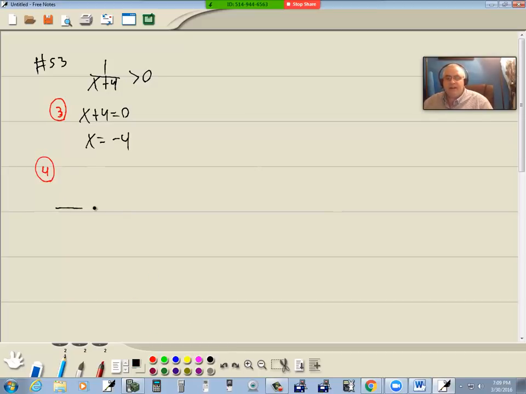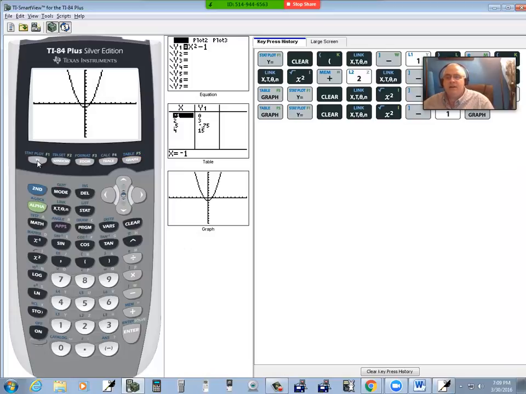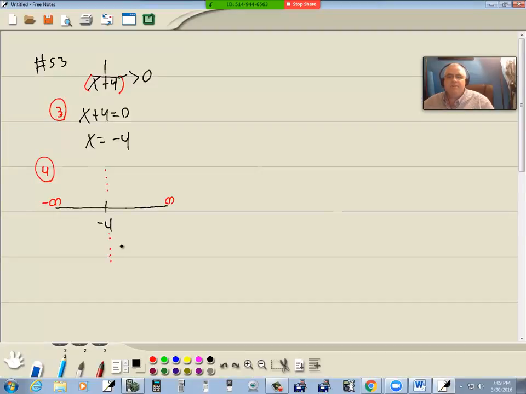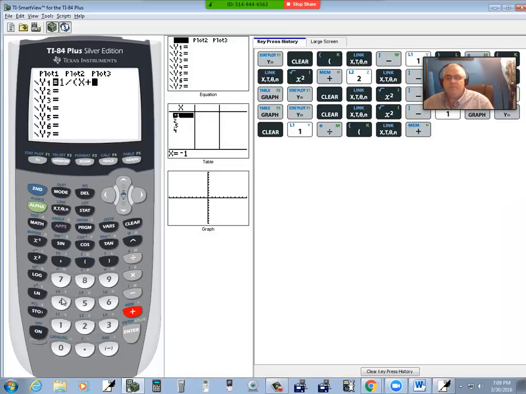Now step 4, using our x-axis, our critical value, so here's negative 4, and that's going to split them up in intervals. Over here is negative infinity, over here is positive infinity. Now when you graph this, you want to graph the point where you have 0 on the right side, which is our very first step. And a trick to rationals is put parentheses around the top, parentheses around the bottom. If you just have a single number like 1, you don't actually need to put the parentheses. It doesn't hurt anything. So to graph this, I go to y equals, clear, 1 divided by, beginning parentheses, x plus 4, closing parentheses, and then graph.